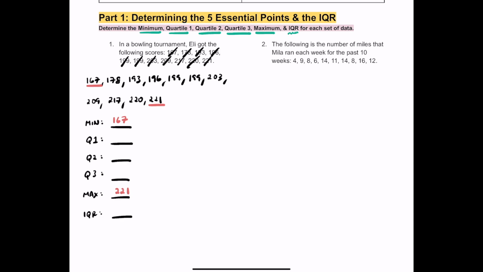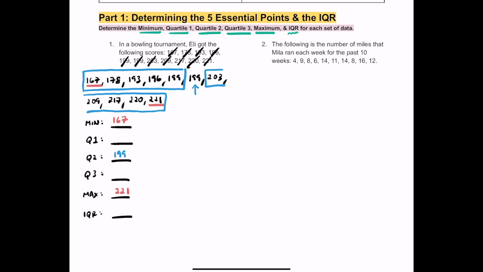So let's see here, 1, 2, 3, 4, 5. Okay, so this will be the lower half. And the upper half would be from here, these 4, and then finishing off right over here. So that's the upper half. So that leaves the median here of 199. So that's going to be Q2. 199. So half of the scores were above 199 and half the scores were below. It's the 50th percentile.